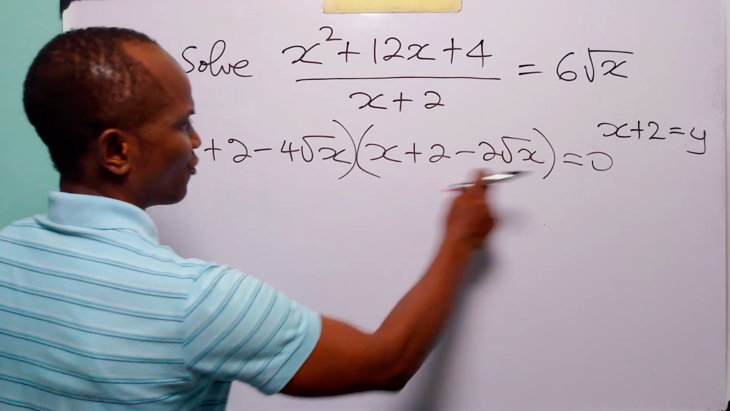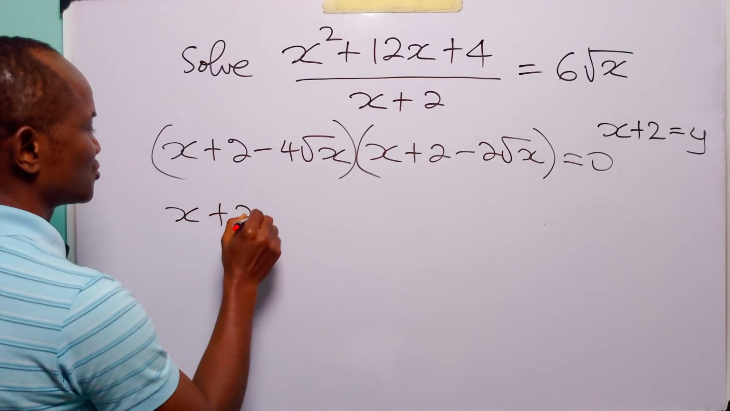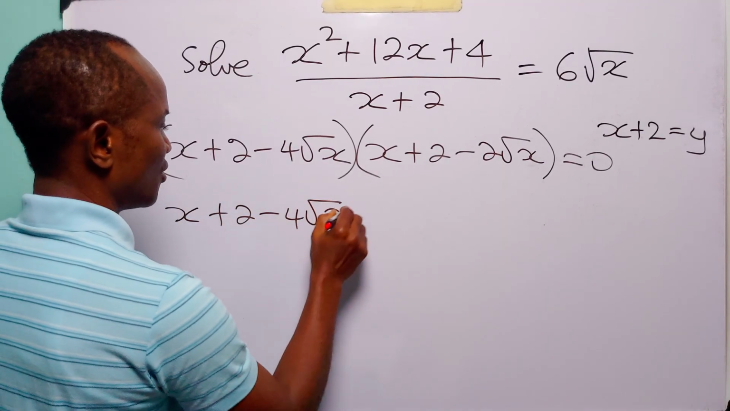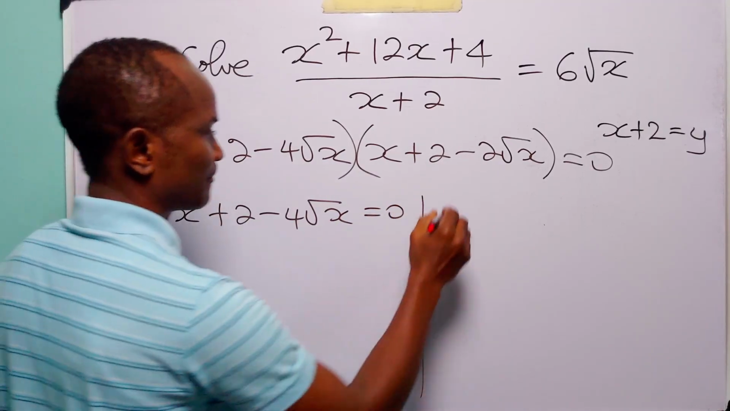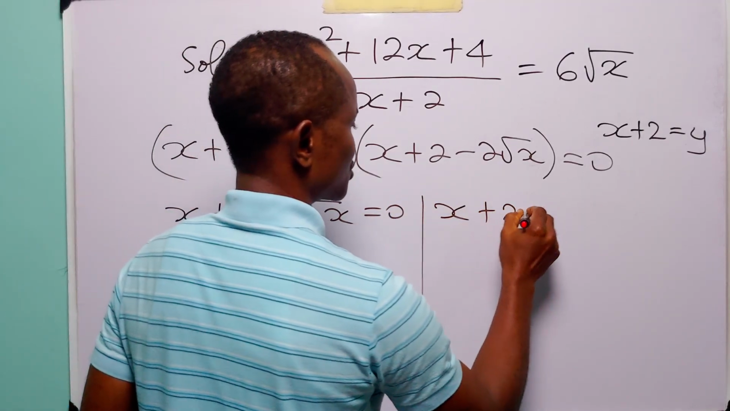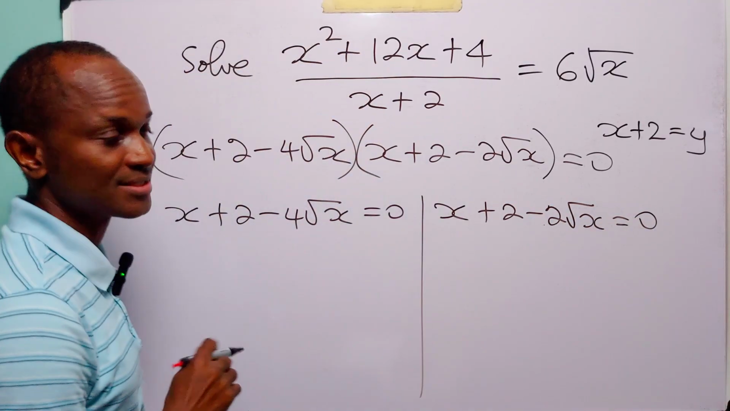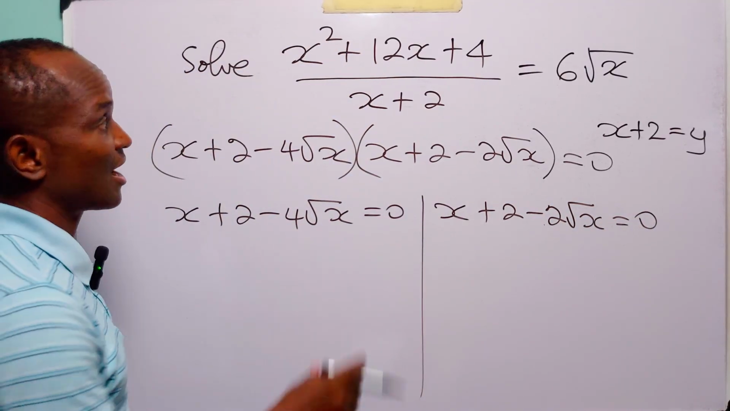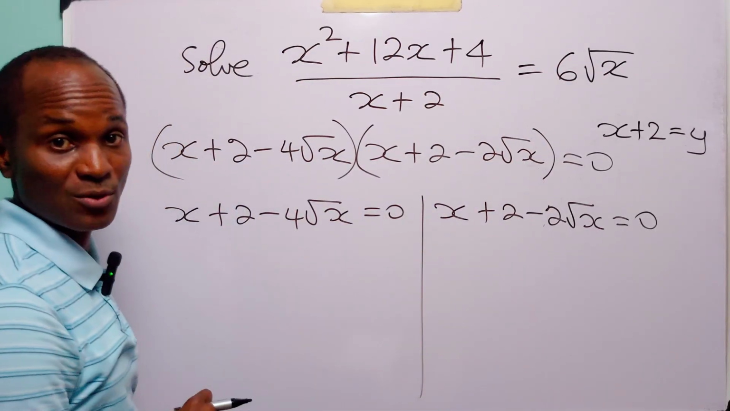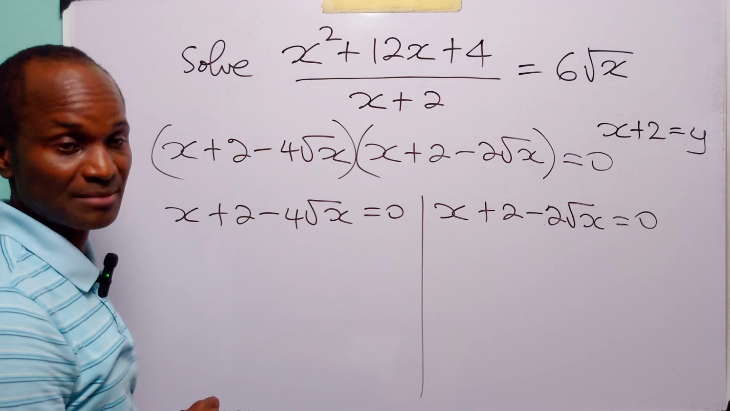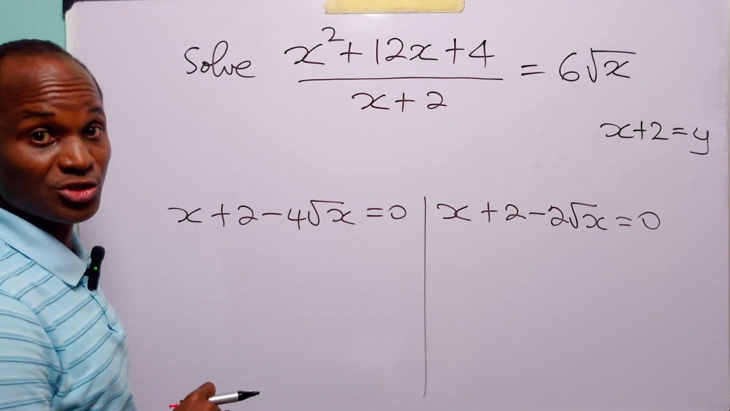And once more, from here, we have that either x plus 2 minus 4 root x is equal to 0, or x plus 2 minus 2 root x is equal to 0. So now you can see that we have reduced this equation into two quadratic equations, which we can solve very simply. Now, to solve this equation, we are going to begin with a substitution.